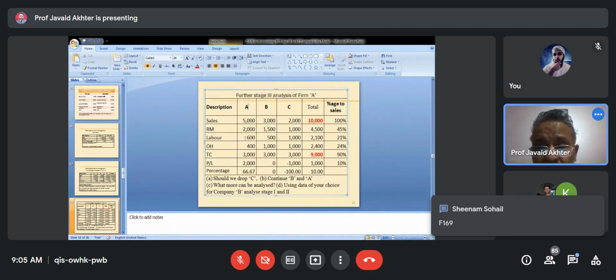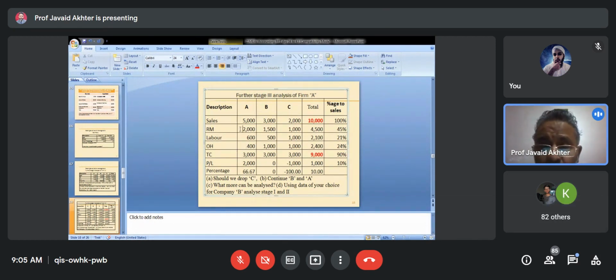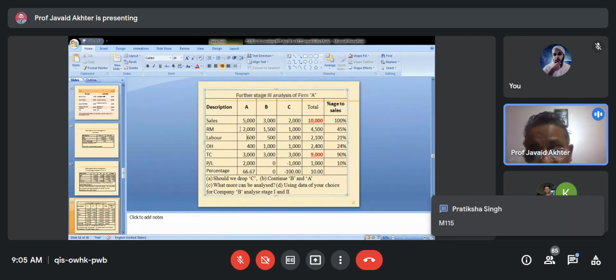Sales revenue is 5,000. You are spending 3,000 on it, making 2,000 profit. How are you spending 3,000? 2,000 on raw material, 600 on labor, and 400 on overheads.